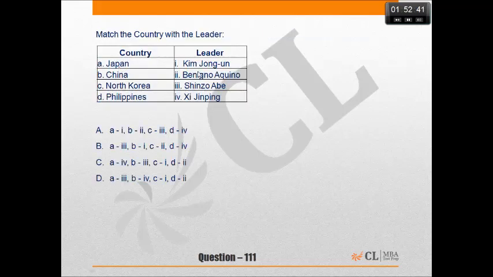Match the country with the leader. Japan. Okay, Kim Jong-un is South Korea. Sorry, North Korea. Yeah, C1. So C1. Okay. Japan, Shinzo Abe. Yeah, A3. Let me confirm the others also in any case. China, Xi Jinping is fine. So China B4. B4 is obviously, D2 will happen then. Okay.